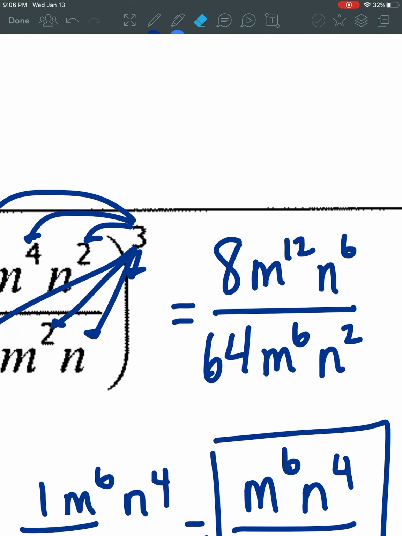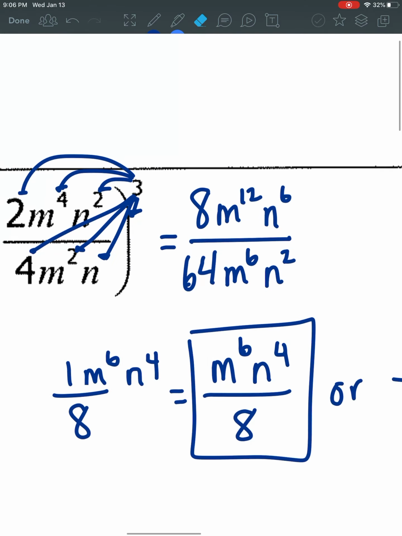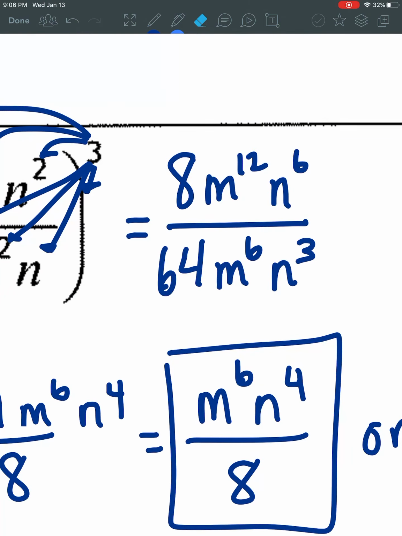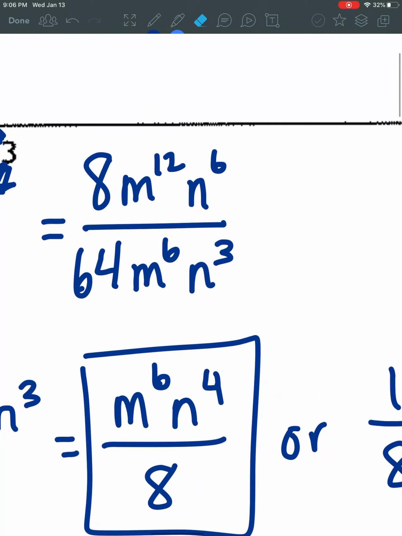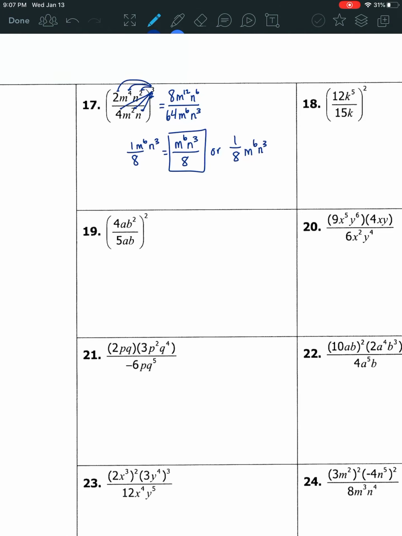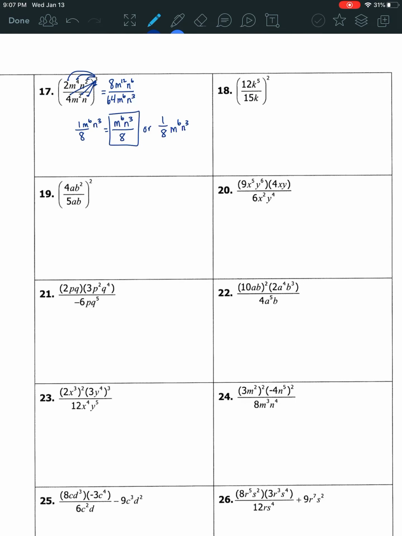And you know what? I just realized I made an error. Maybe you caught it before me, but I kind of covered up that 3. So the bottom n should actually be cubed. So then when we subtract those, the n should be cubed. And I apologize. There we go.